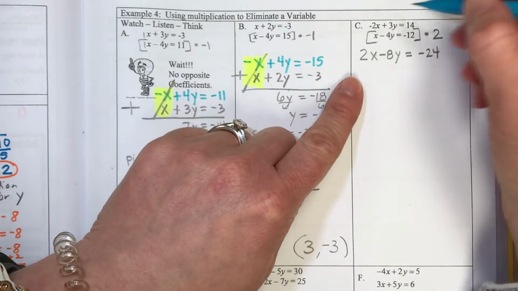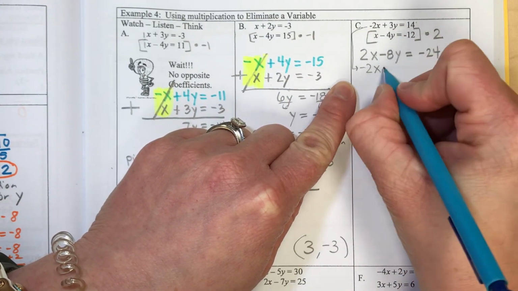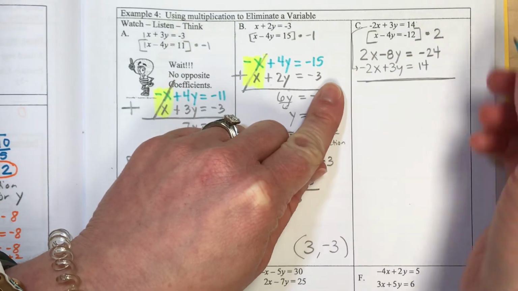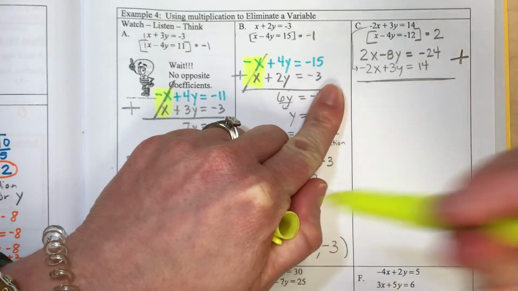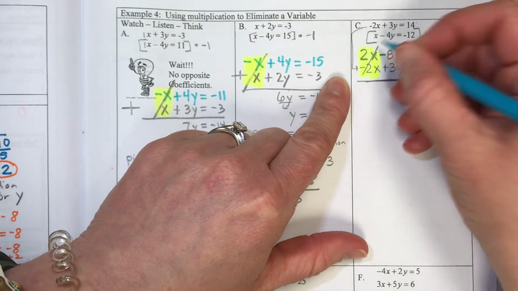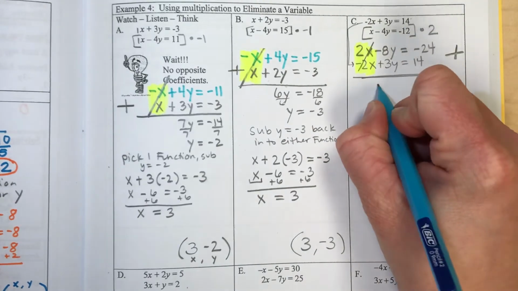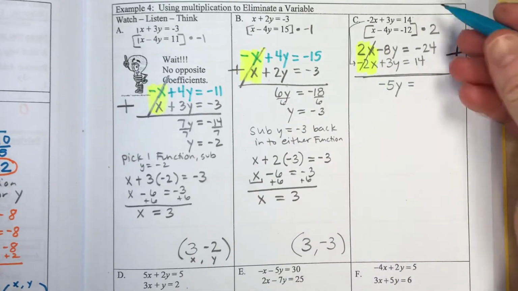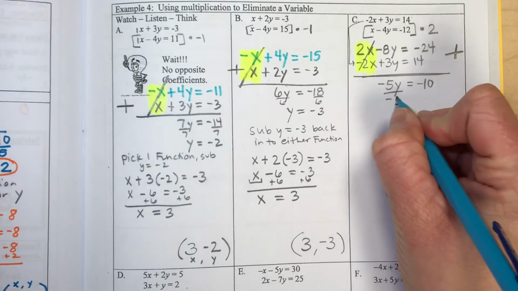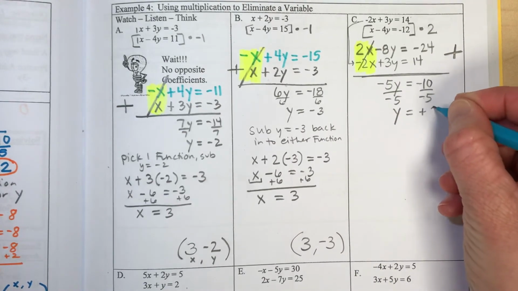Now I'm going to rewrite and copy that first function that I had, the negative 2x, the positive 3y, and the positive 14, and now I see that when I add those functions together my x's are going to cancel out, which is why we multiplied by the 2 there, so those are going to get eliminated. Now if I combine negative 8y plus 3y, I'm going to have negative 5y, and that's going to equal negative 24 plus 14, which is negative 10. If I divide by negative 5, my solution for y here is going to be a positive 2.